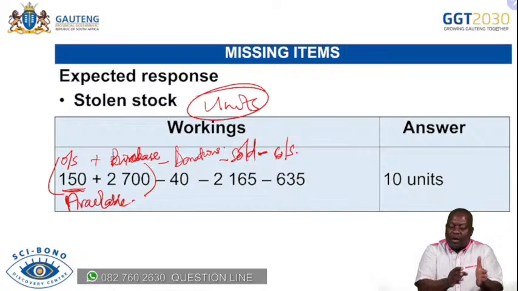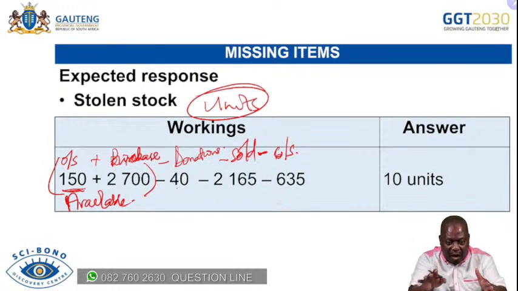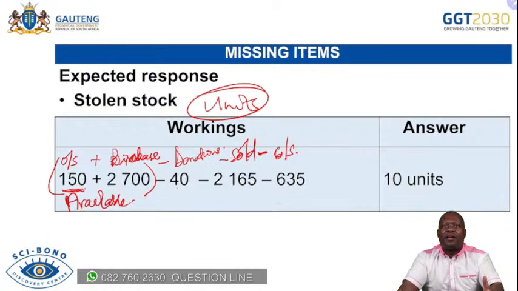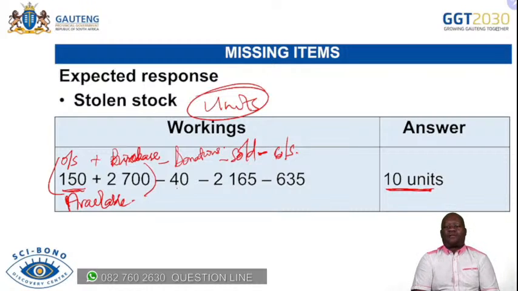So we have got 150 from our opening stock plus 2,700 from our purchases. This is available. What happened to these goods? 40 were donated, 2,165 have been sold, which means 635 are still there. We can even go to the warehouse and look at them. They are there. So if your answer is not 0, it means these units have been stolen.